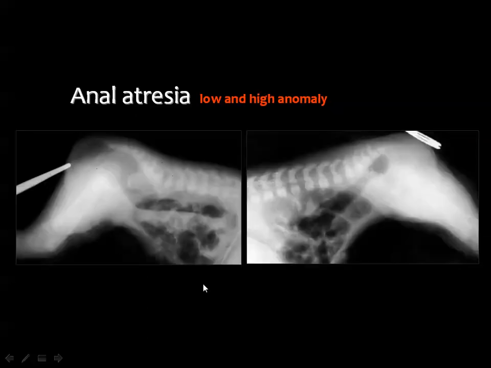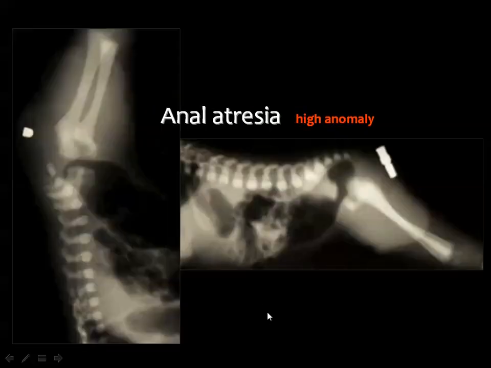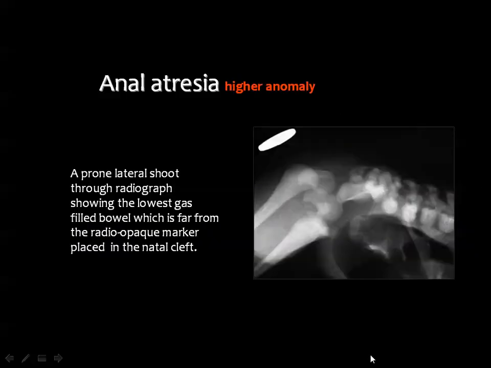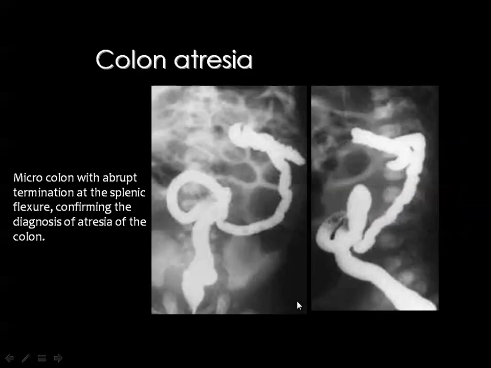Here you see an example of a low atresia, because the distance is very small between the air and the marker. But here is a high anomaly, because of a long distance between the air and the metallic marker. This is the invertogram. You see here in the colon, this is the site of the atresia, and you measure between the metallic marker and the air in the colon. This is also a high anomaly. There is a very big distance between the air in the colon and the metallic marker.